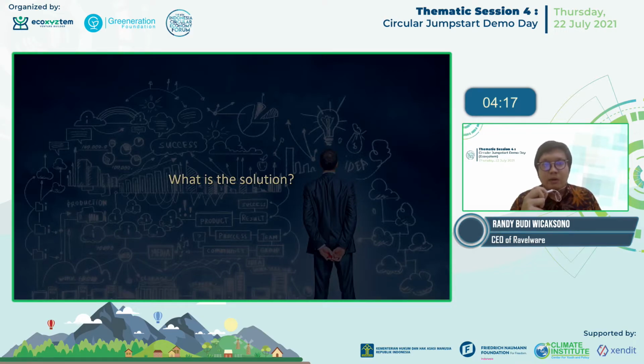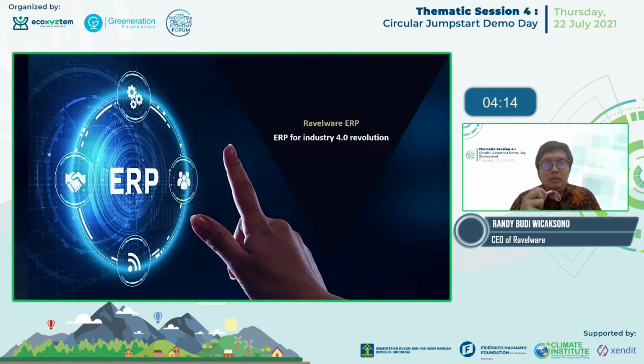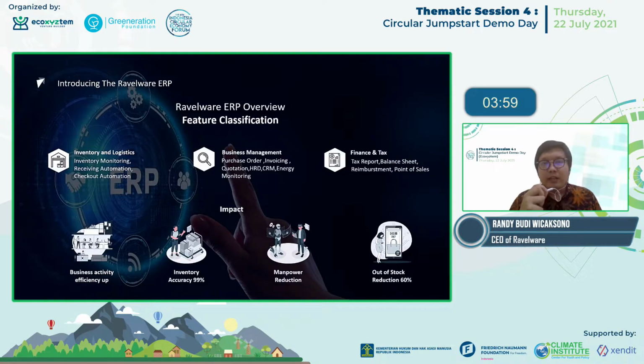Ladies and gentlemen, I proudly introduce you to our Revelware ERP. It is the ERP for the Industry 4.0 revolution. So universal that it can be applied not only to corporates, but also to SME businesses. We divide our features into three classifications, which are logistics, management, and finance and tax. We believe those are the three core activities in every business. If our clients adopt our ERP, I believe they can escalate their business activity, productivity, and efficiency.